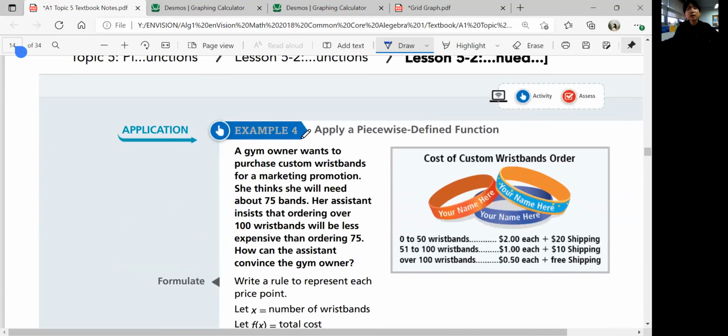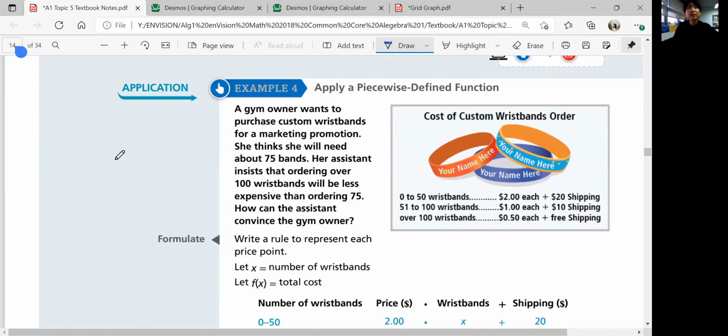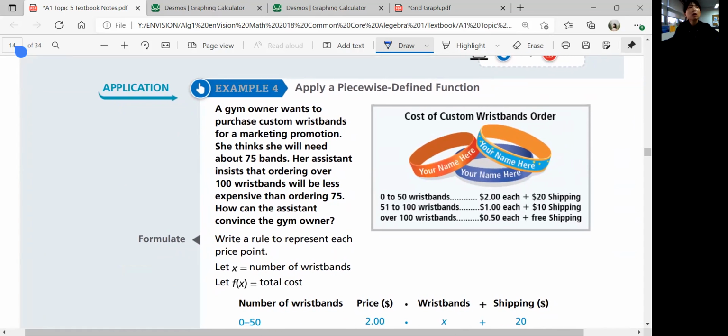All right, application example 4. Now applying. Apply a piecewise defined function. A gym owner wants to purchase custom wristbands for a marketing promotion. She thinks she will need about 75 bands. Her assistant insists that ordering over 100 wristbands will be less expensive than ordering 75. If you buy more, you get more discount. How can the assistant convince the gym owner?